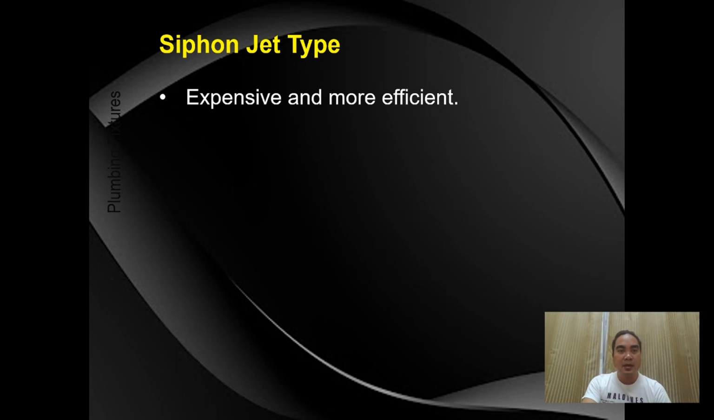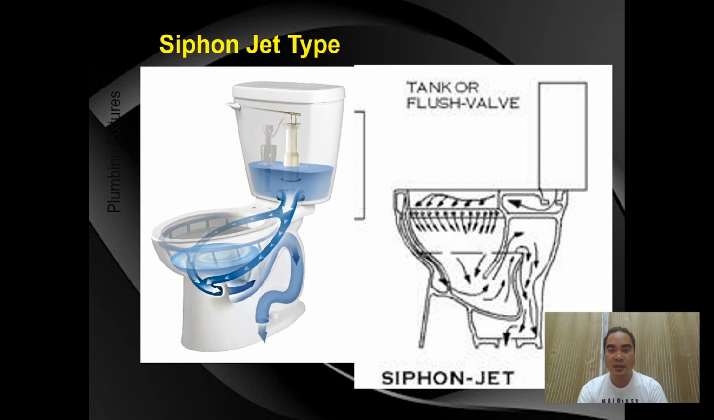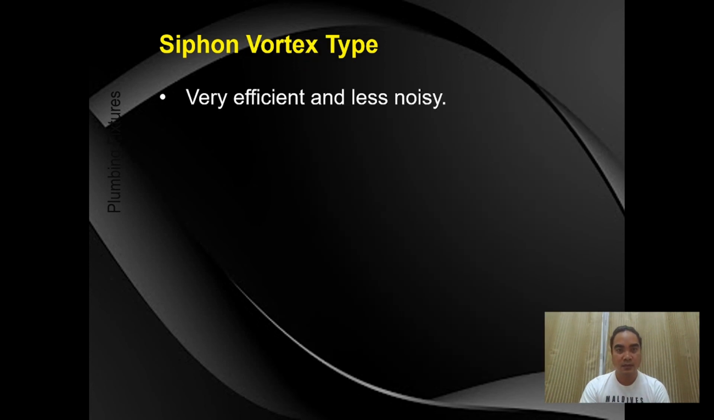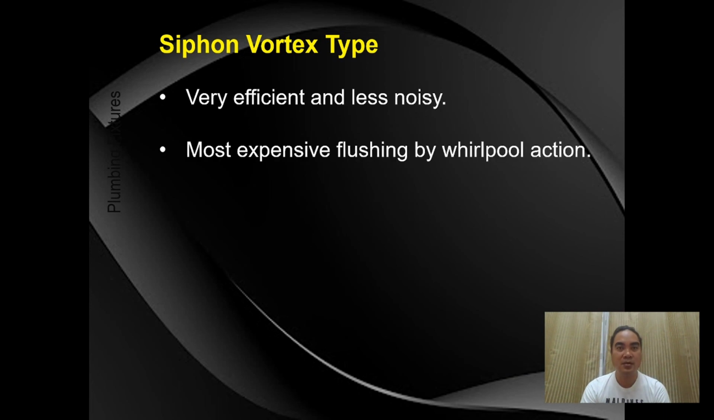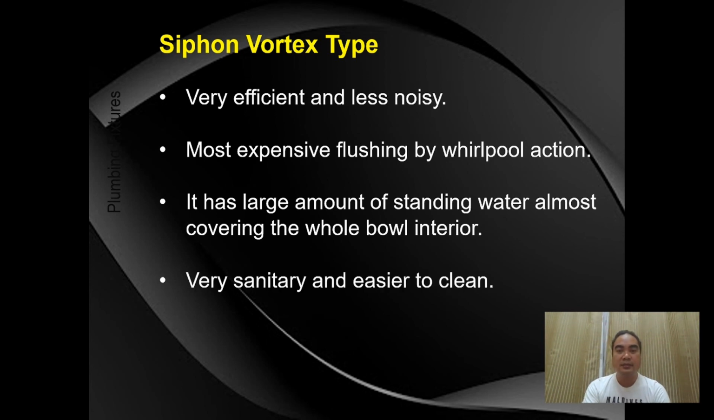Siphon jet type. Expensive and more efficient. Large amount of standing water. Large trapway costs less clogging and the flushing action is more silent than other types. Very sanitary and easier to clean. Siphon vortex type, very efficient and less noisy. Most expensive flushing type, with whirlpool action. It has a large amount of standing water almost covering the whole bowl interior. Very sanitary and easier to clean.